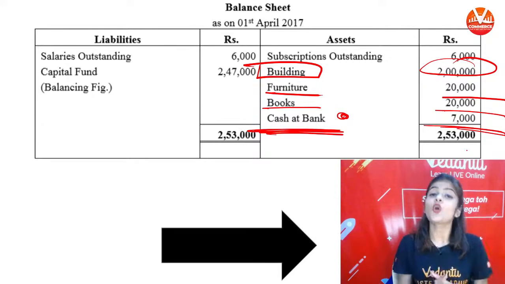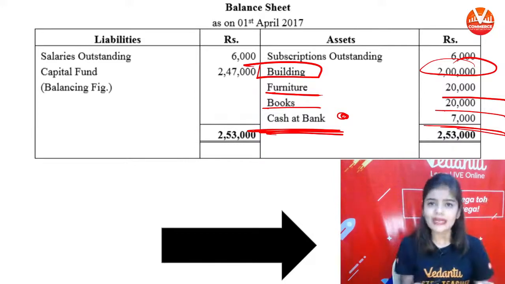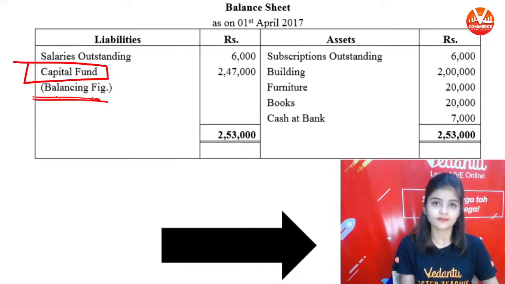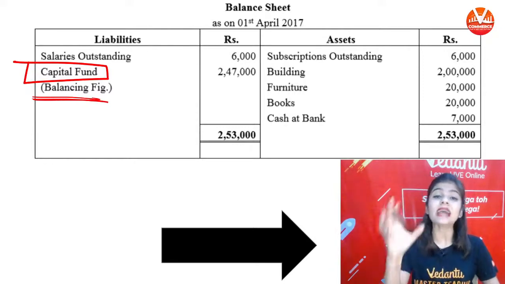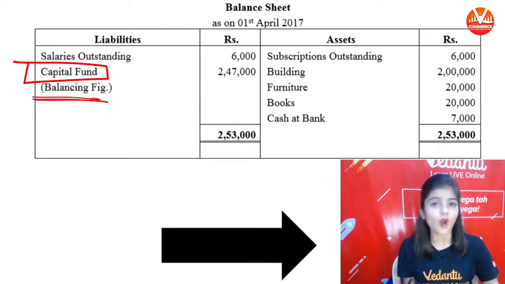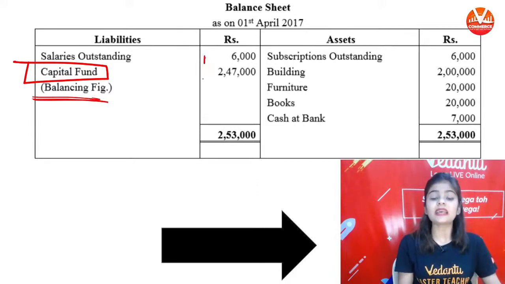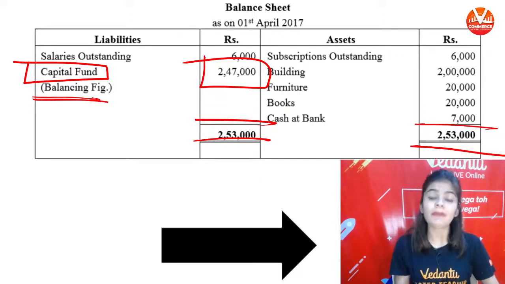Now this is your opening balance sheet. We have recorded each and every item. हमने हर आइटम को रिकॉर्ड कर लिया. So it's time to find out the balancing figure that will be capital fund. So make sure you are writing this as capital fund, because most of the students write it as only capital, which is absolutely wrong. This is capital fund, not only capital. So this is your opening capital fund, 2,47,000. ये आ गया हमारा opening capital fund.